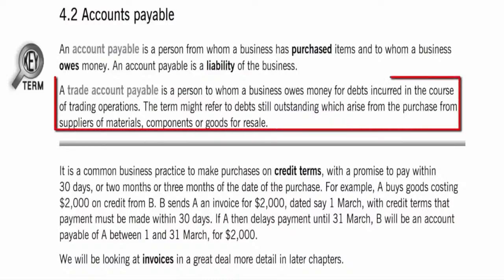Let's talk about trade accounts payable. Here's a term you'll hear often in accounting: trade accounts payable. It sounds fancy, but it's just a specific type of account payable. These are debts that arise directly from the business's trading activities. Basically, the things you buy to keep your business running.